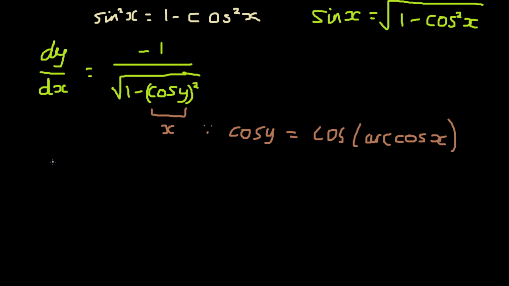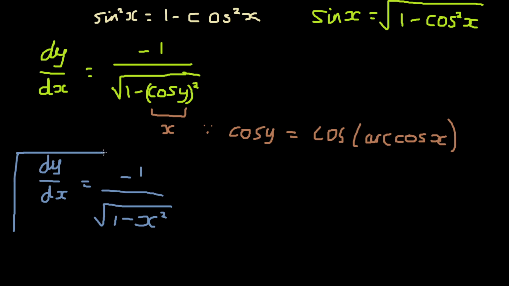So finally we get that dy by dx is equal to -1 divided by the square root of 1 minus x squared, which is the thing we're trying to prove.